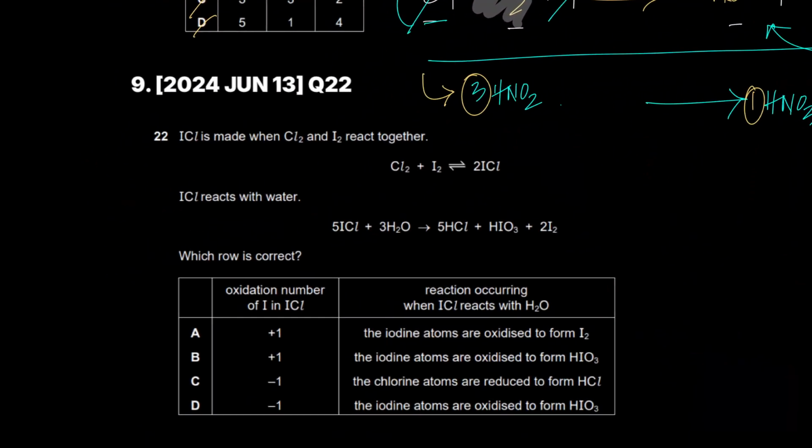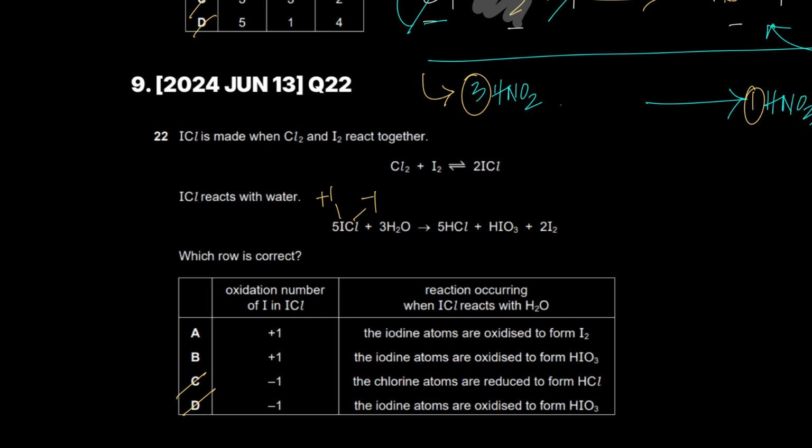It's all psychology. Khair, ICl is made when chlorine and iodine react together. ICl reacts with water. Which row is correct? What is the oxidation number of I? Come on. What is the oxidation number of I in ICl? Again, we know that. Sir has taught us electronegativity. This can either be +1 and this is -1, or this can also be -1 and +1, right? But you have been taught that Cl is more electronegative. So the minus should lie here. This is +1. This should be -1. Done. So it's +1. These two are cancelled.